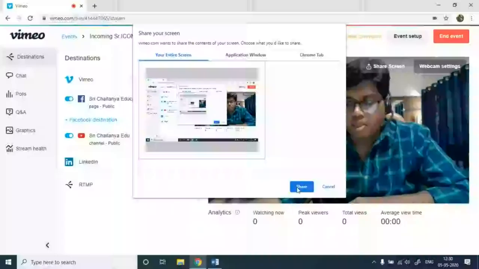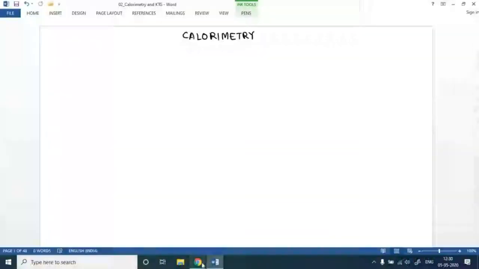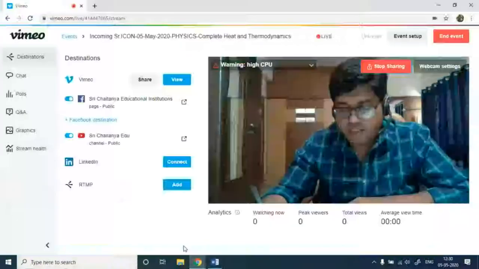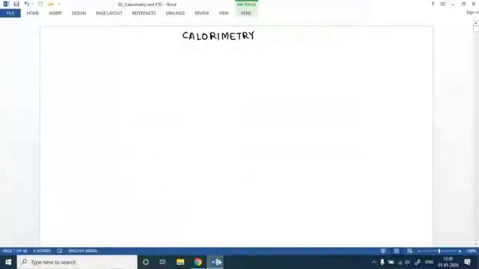This week we are revising heat and thermodynamics. In yesterday's lecture we already covered thermal expansion. Today we are going to discuss calorimetry and kinetic theory of gases. So without losing any further time, let us share our screen. So here we go. Let's start with calorimetry.